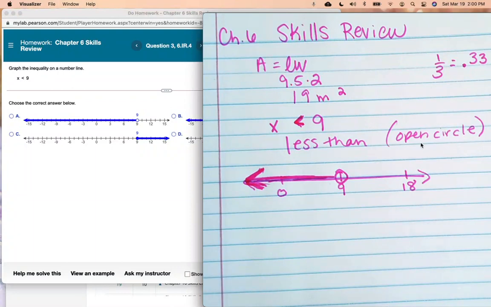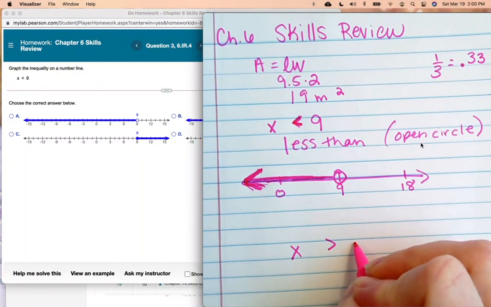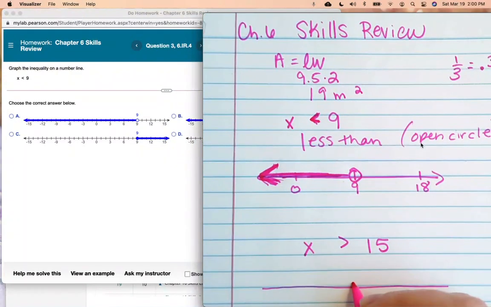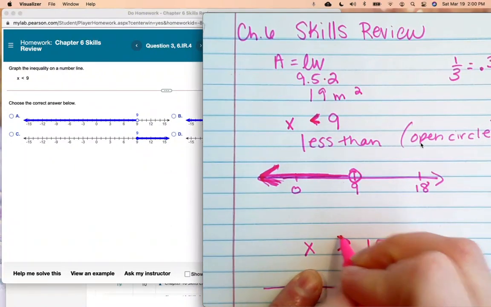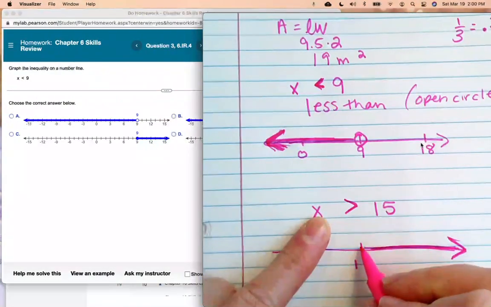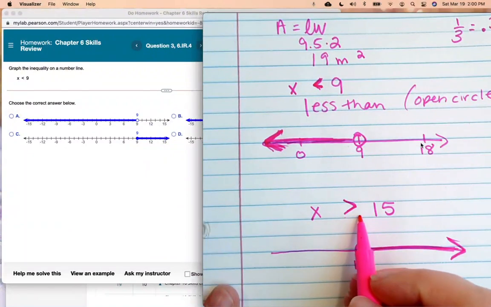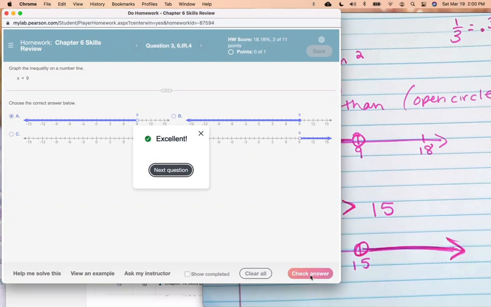If it's greater than, then it would be, let's say x is greater than 15. So it would be at 15, and it would go in the direction. See how this symbol is the same as that? It's going to go this direction. And this one's less than again, so it's open circle. It would only be closed circle if it had the or equal to. So this is closed circle going left, less than.